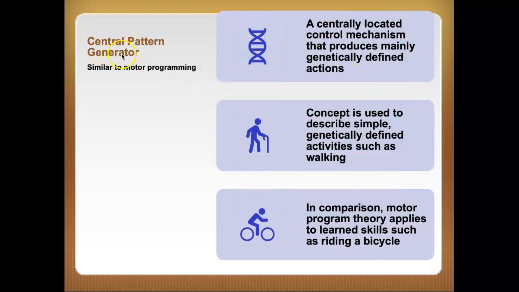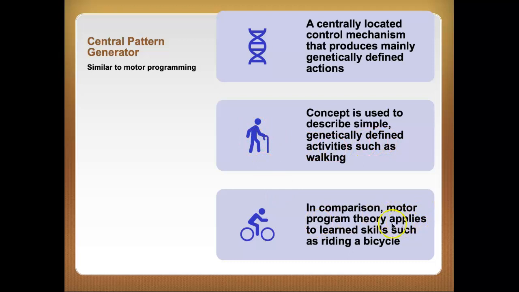So, a general pattern, or a central pattern generator. This is similar but not exactly the same. A centrally located mechanism that produces mainly genetically defined actions. The concept is simple to describe, but difficult to get more details in. So the concept is kind of simple. Genetically defined things like walking.